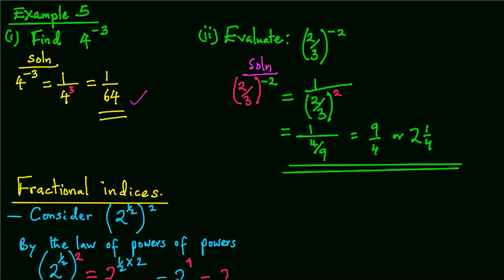We also have the second part of example 5. Evaluate 2 over 3 raised to power negative 2. So this would be equal to 1 over 2 over 3 raised to power 2. Again, you note the change in the sign, which will be equal to 1 over 4 over 9, and we can write that as 9 over 4, or 2 and a quarter.